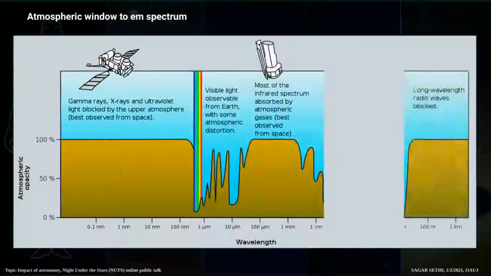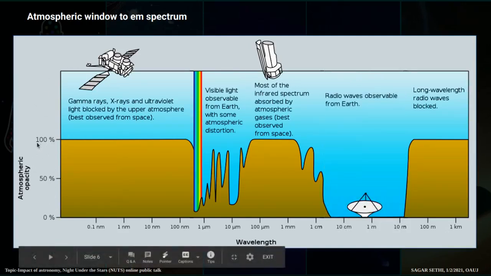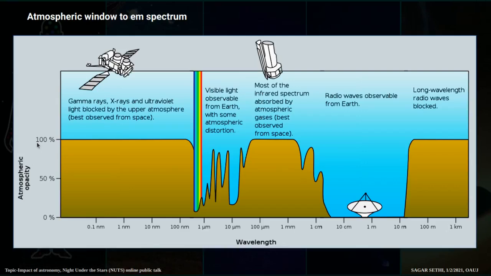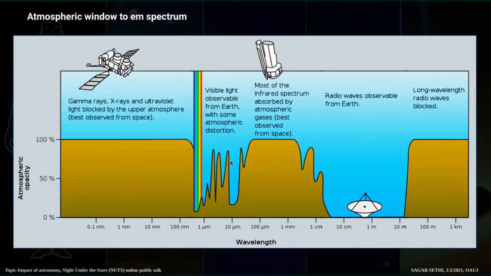Now this is another basic: the atmospheric window to the electromagnetic spectrum. If you see here the opacity, how much of the electromagnetic wave is coming to earth, and consider this the ground level of the earth and this the sky, you can see that only some part of the radio and visible spectrum, and some part of the infrared, can penetrate the earth's atmosphere. The other ones cannot penetrate the earth's atmosphere.